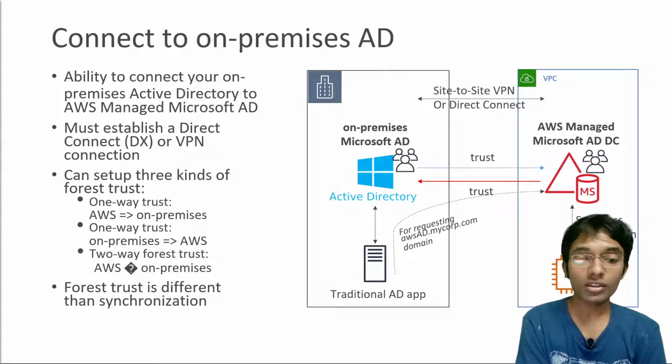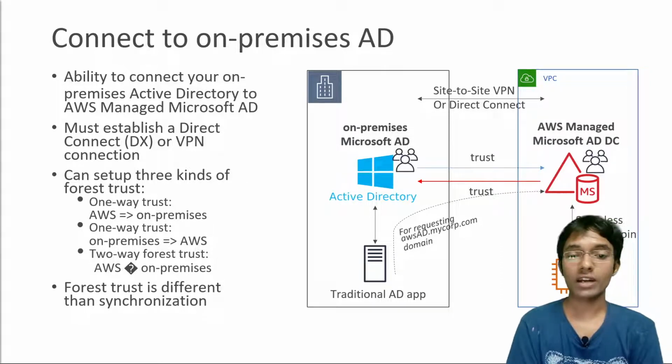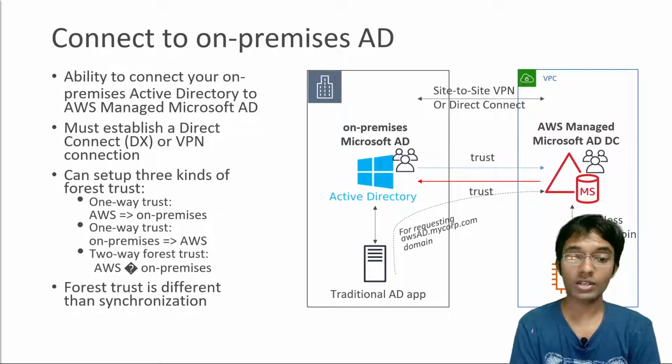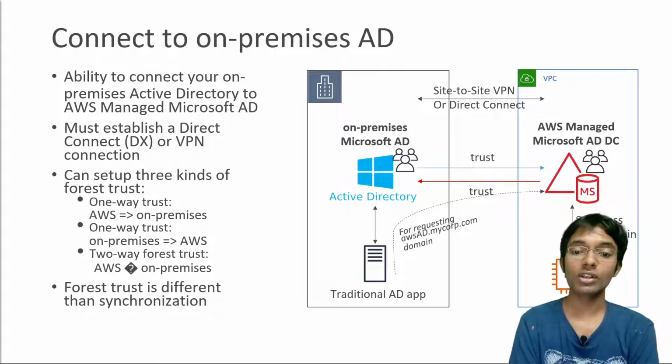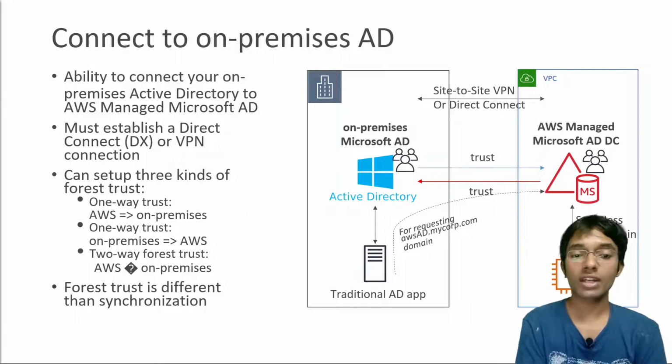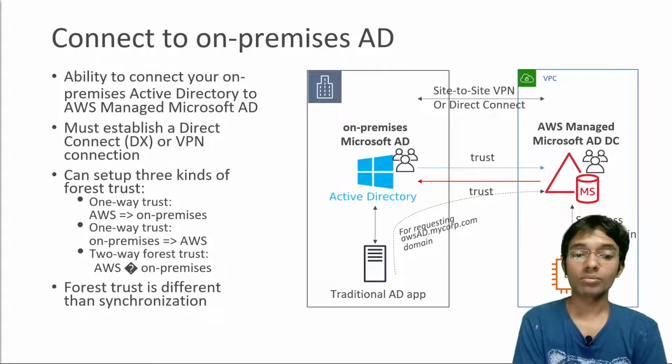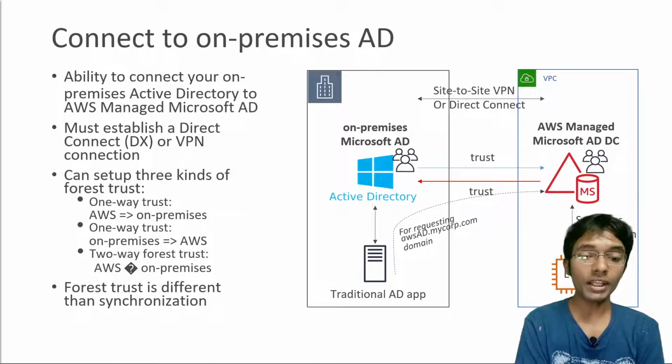And the important thing to understand here is that this forest trust is different from synchronization. Replication is not something that is supported by AWS managed Microsoft AD. Their users are living independently on two different Microsoft Active Directories.